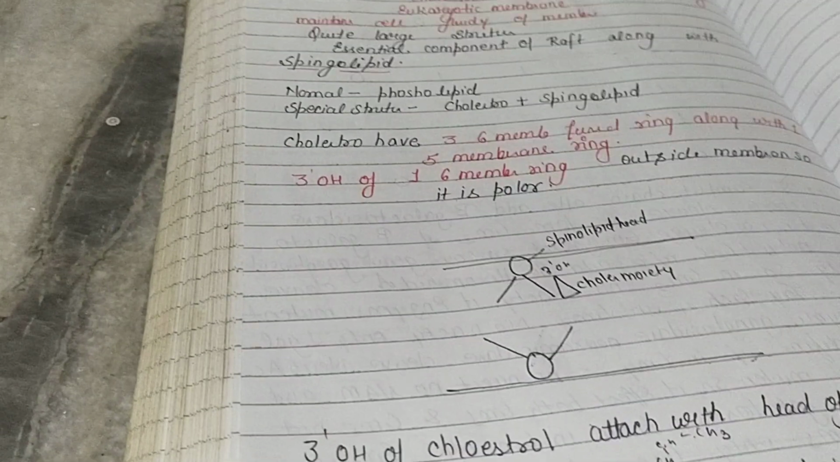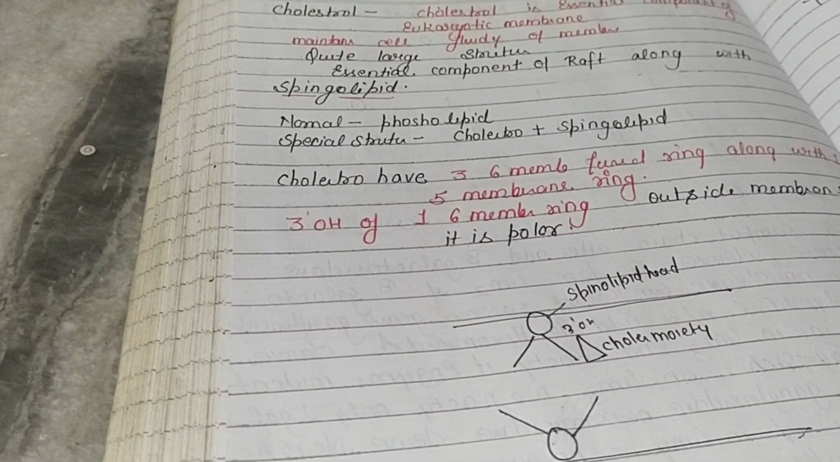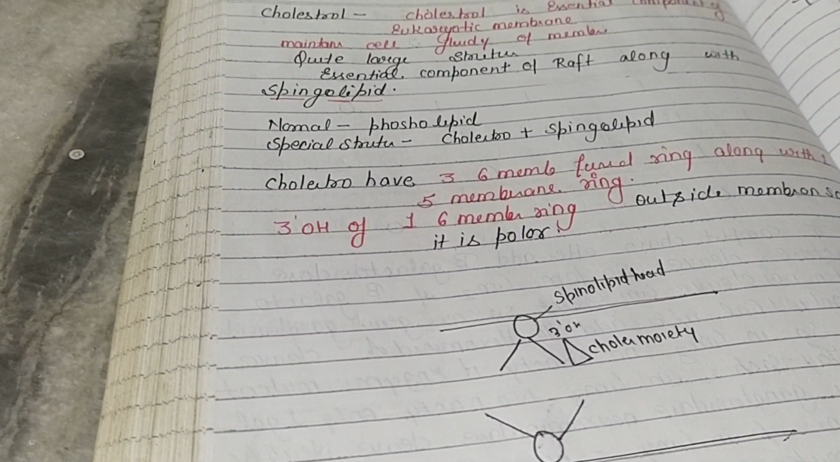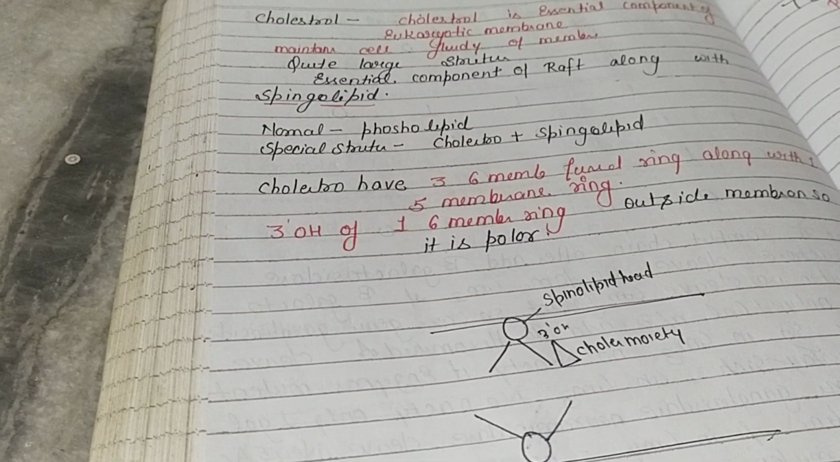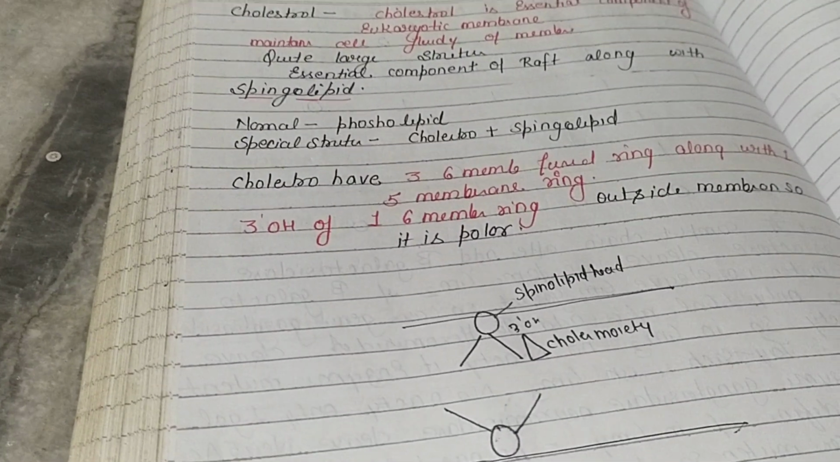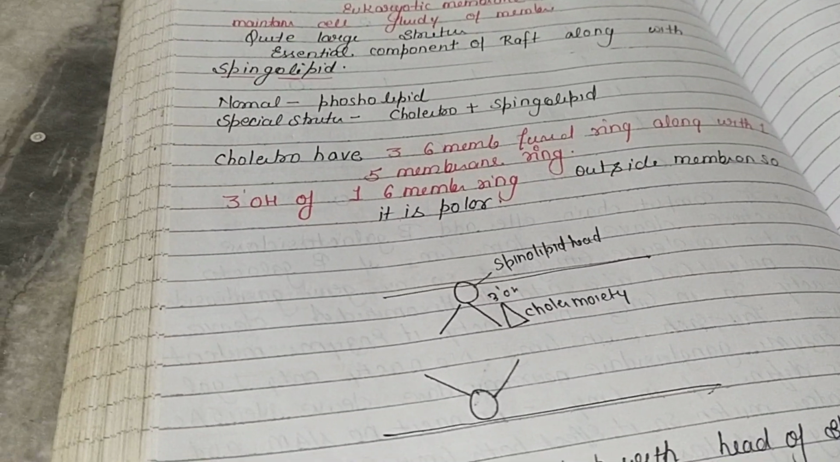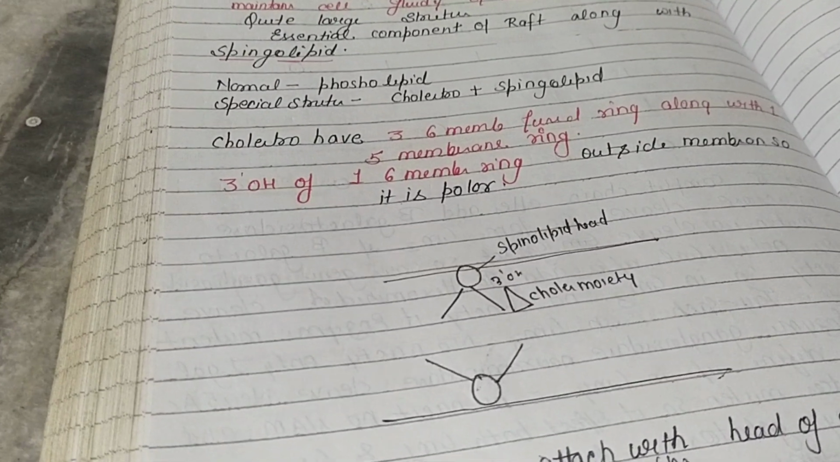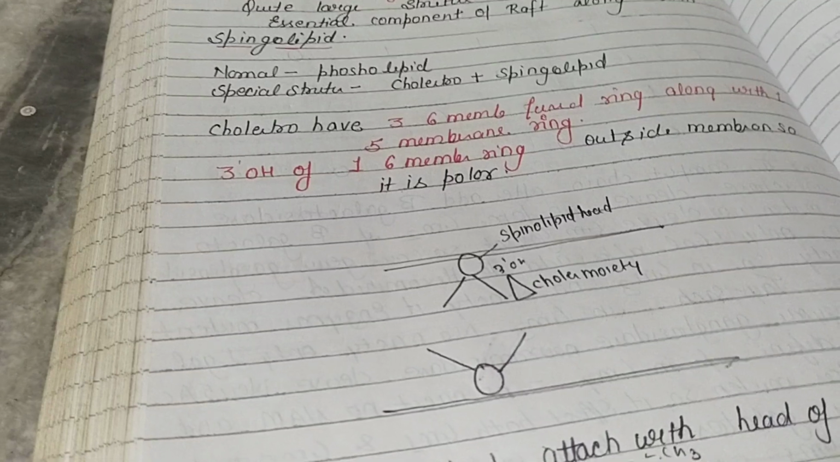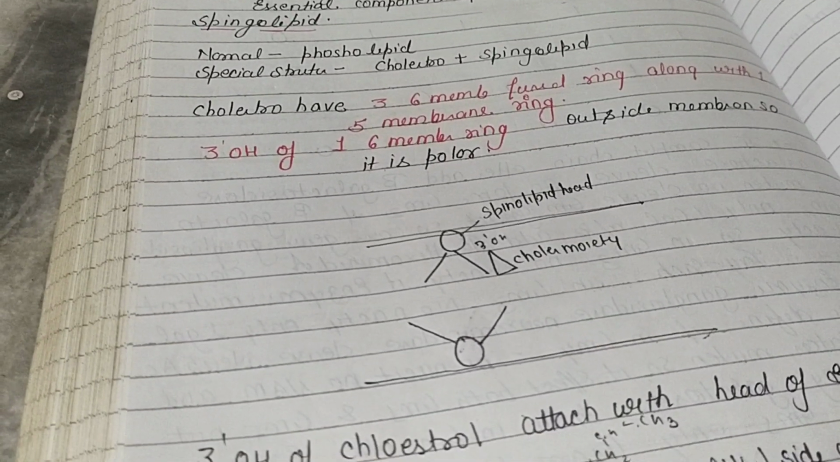Now we talk about cholesterol. Cholesterol is an essential component of the eukaryotic membrane and maintains the fluidity of the membrane. It has a quite large structure and is an essential component of the raft, because rafts are found in vertebrates. They're not found in invertebrates. It helps maintain the cell structure and shape along with sphingolipid. Normal phospholipids are structured with cholesterol plus sphingolipid.